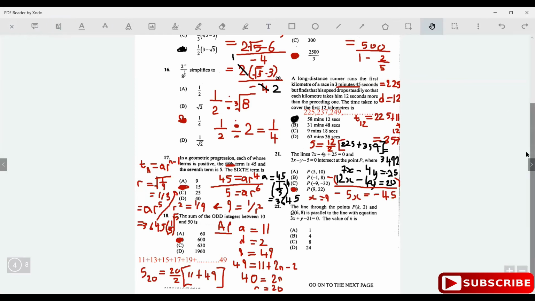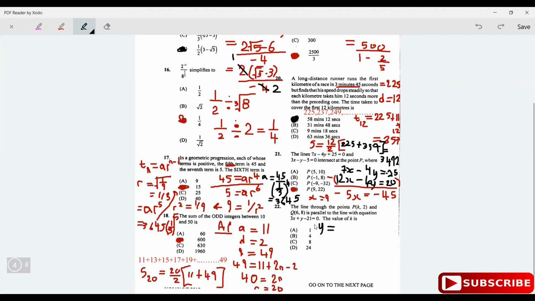Question 22 says the line through points (k, 2) and (6, 8) is parallel to the line with this equation, and it says find the value of k. Now, if two lines are parallel, then we know that they have the same gradient. So for this line, if I make y the subject, it is telling me that y is equal to minus 3x plus 21.